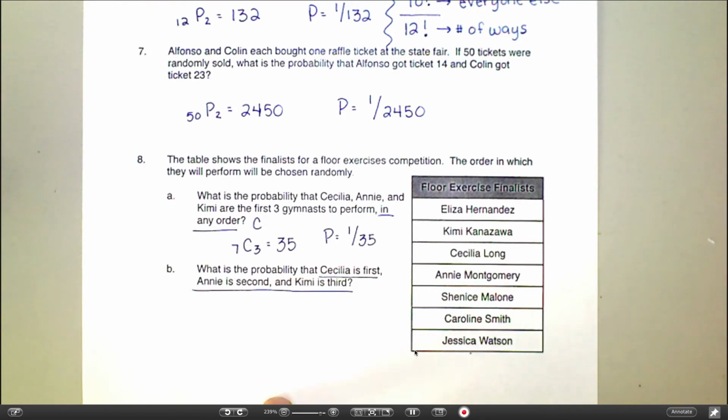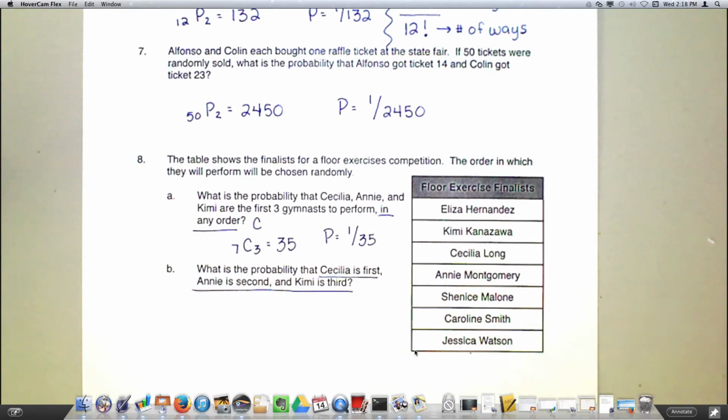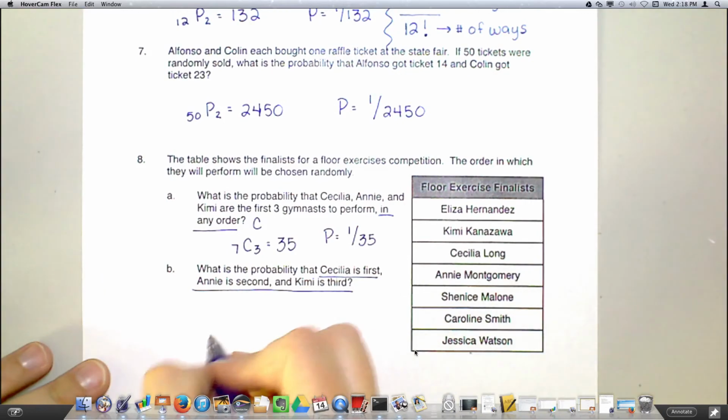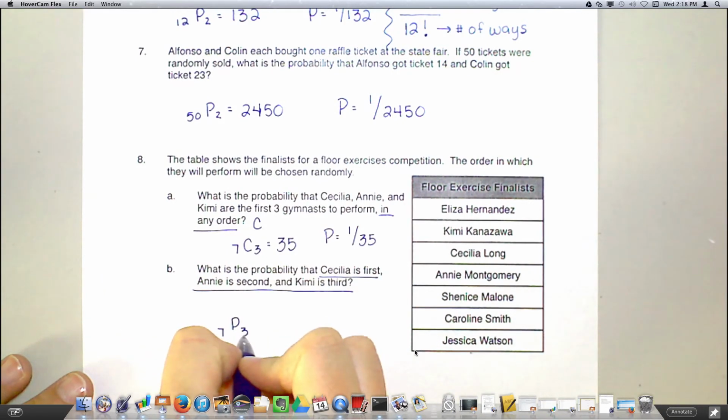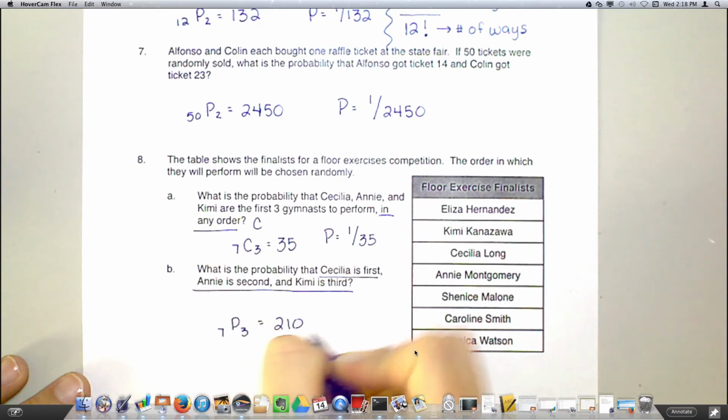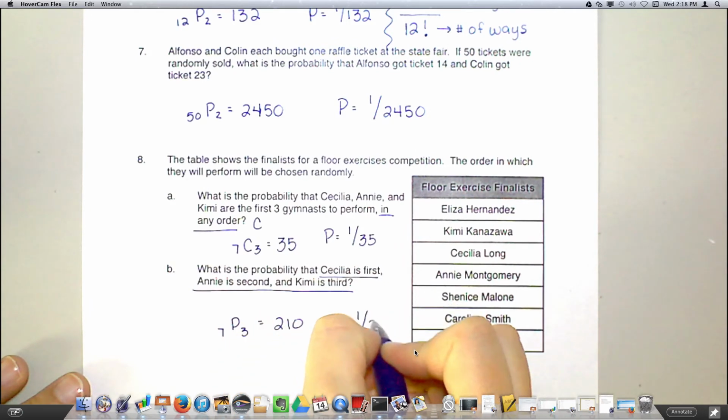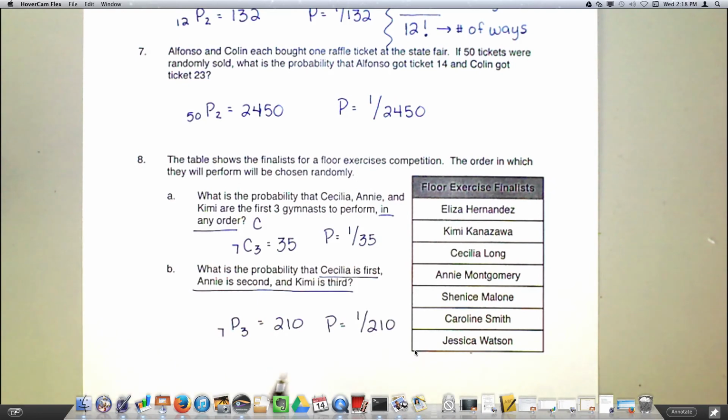Now this one wants me to not only pull those 3 girls, but it wants them to be in that order. So if I were to pull those same 3 girls, but I had Kimmy first and Annie second and Cecilia third, that would not count. So now I'm doing 7P3, and I get 210. And so now my probability is 1 out of 210, because what I really want is this specific order. If the girls are in a different order, that wouldn't count as one of the ones I want. Does that make sense? Questions on that?